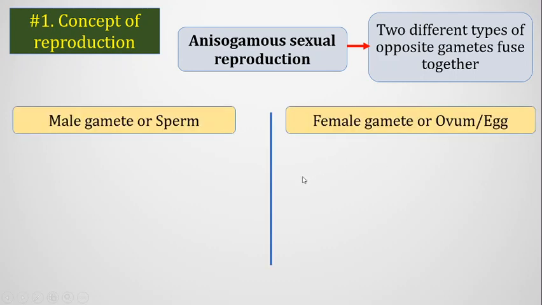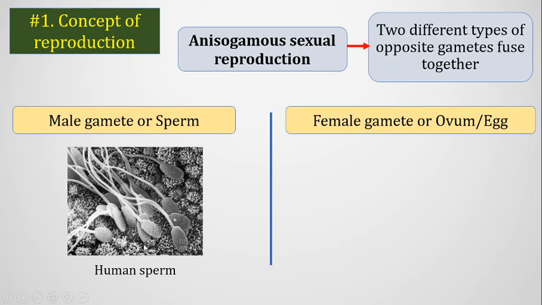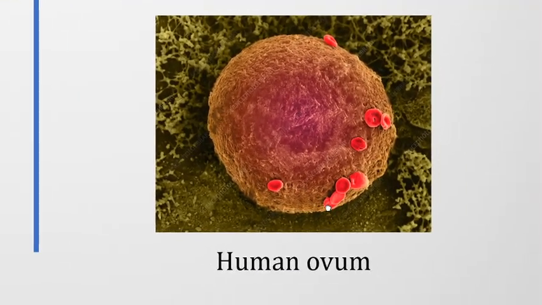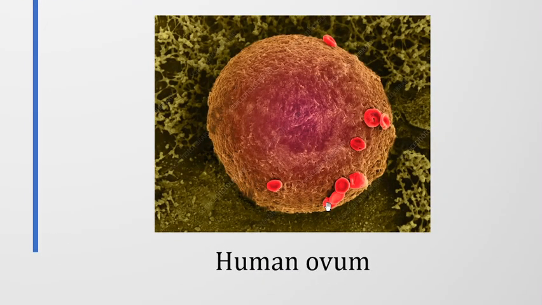In anisogamous sexual reproduction, the male gamete is called sperm and the female gamete is called ovum. In the case of humans or mammals, the human sperm has a tail and a head and can swim freely, and the ovum is very much larger in size compared to the sperm. And actually the human ovum is the largest cell present in the human body.